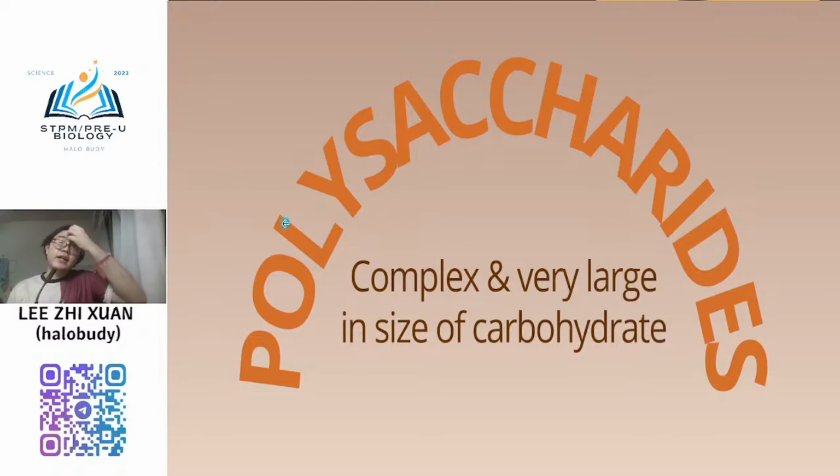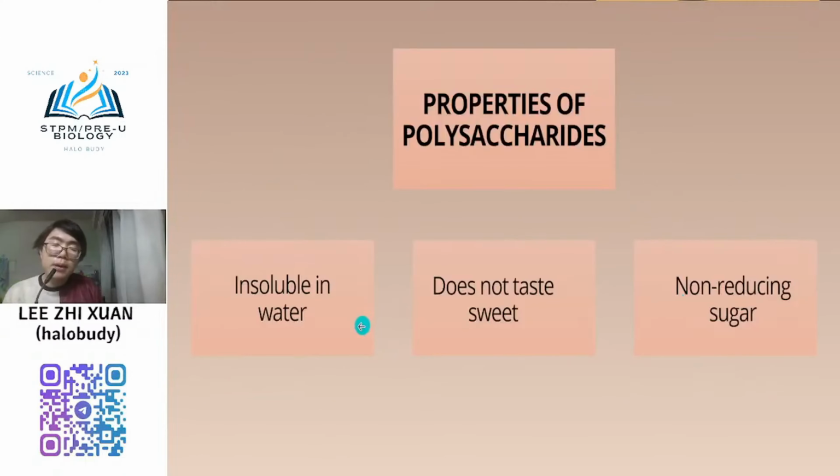Okay. Now I'll go to the polysaccharide. This one is very important. Very important lah. The oligosaccharide is not important, you don't need to focus on it. Polysaccharide is very important. It is a very complex and very large carbohydrate. The main property of polysaccharide is that it is insoluble in water. Compared to monosaccharide and disaccharide, both are soluble in water, and both can be crystalline. This one cannot be crystalline.